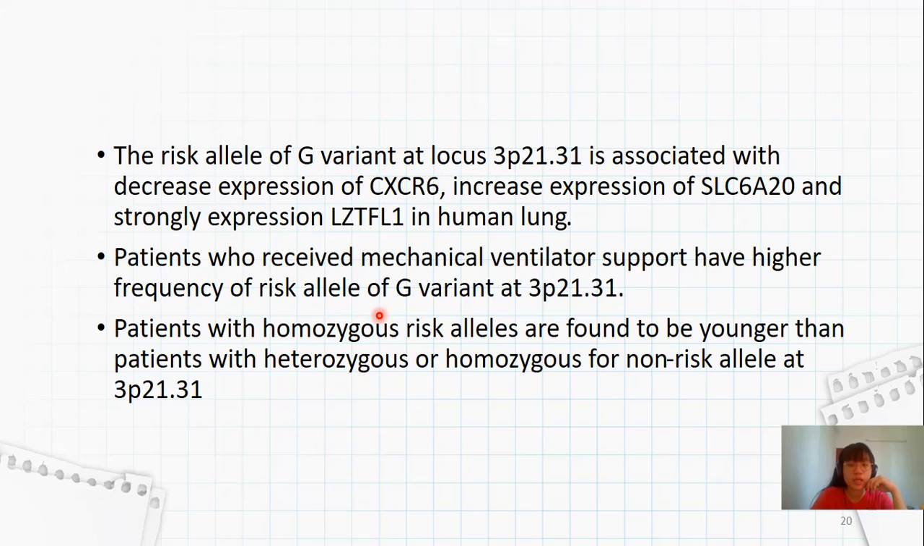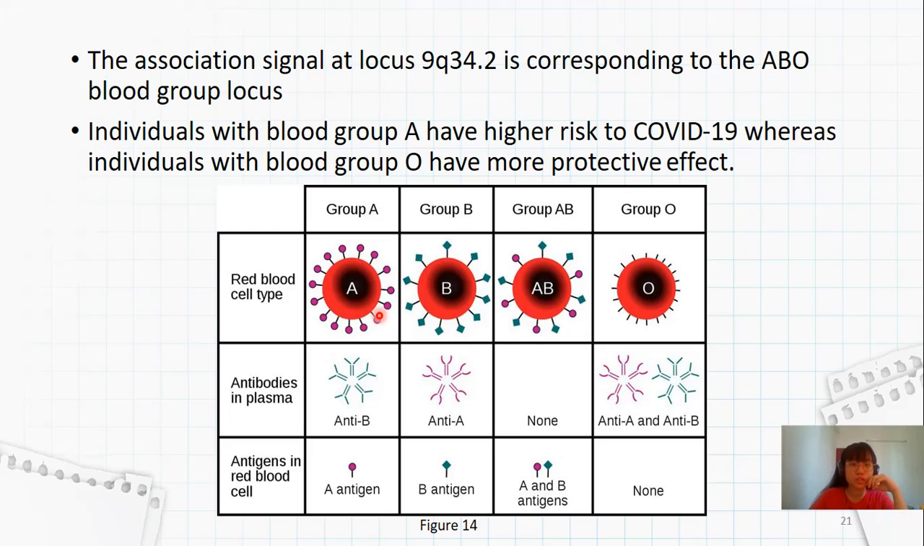Patients who receive mechanical ventilator support have a higher frequency of the risk allele, and the patients with homozygous risk alleles are found to be younger than the patients heterozygous or homozygous for the non-risk allele. The association signal at locus 9q34.2 corresponds to the ABO blood group locus. Blood group A has higher risk, but blood group O has lower risk of COVID-19, which can be due to the presence of anti-A or anti-B antibodies in the plasma, allowing it to identify the foreign protein on the viral surface better.